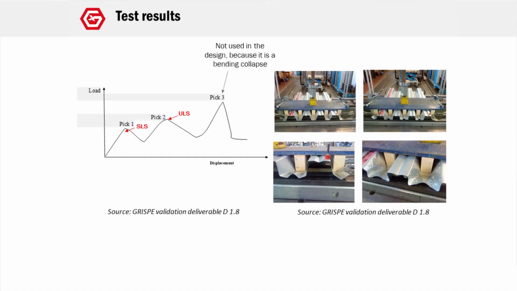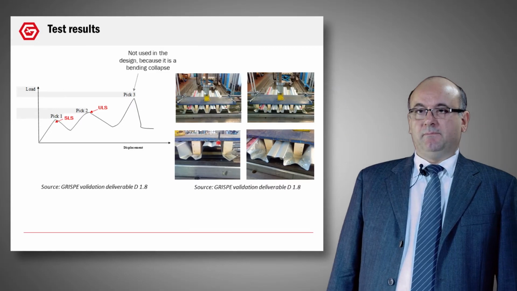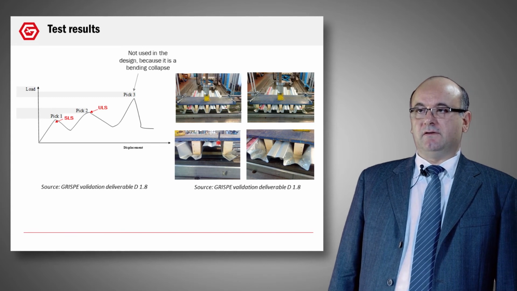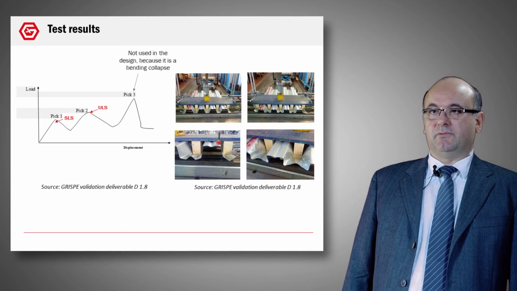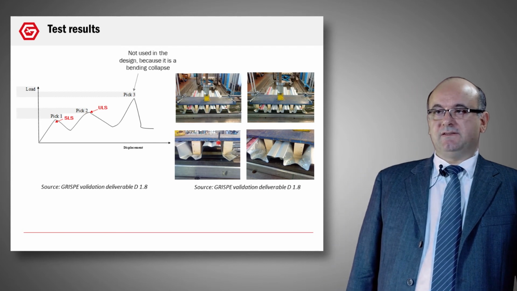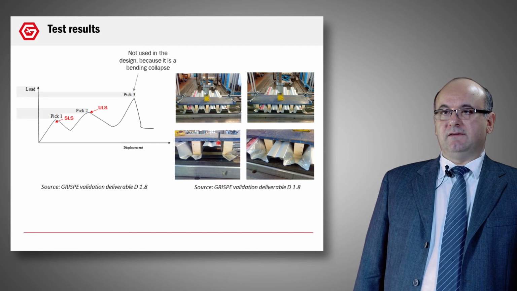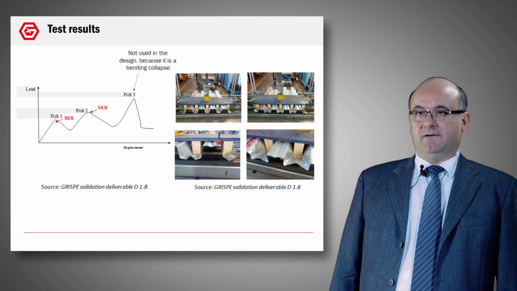A first peak that corresponds to the SLS, a peak number 2 concerning the ULS, and peak number 3 that concerns the collapse of the profile. On the right, you can see the corresponding situation. Peak 1 corresponds to the web that becomes vertical, in the figure on the right, on the top. Peak 2, this time you have a complete rearrangement of the profile. It is on the bottom of the figure on the right.